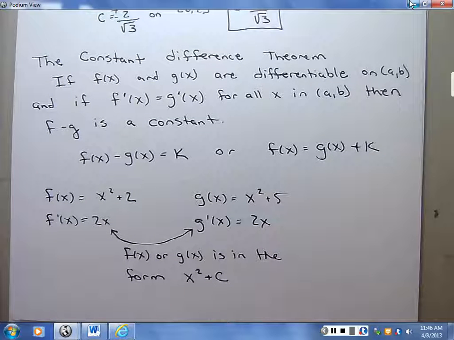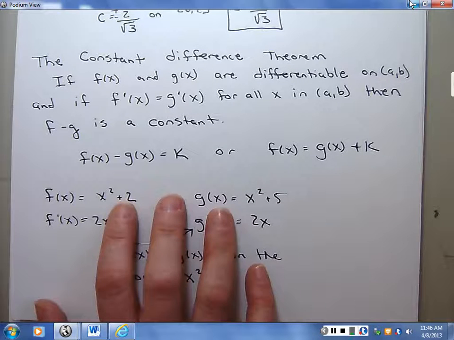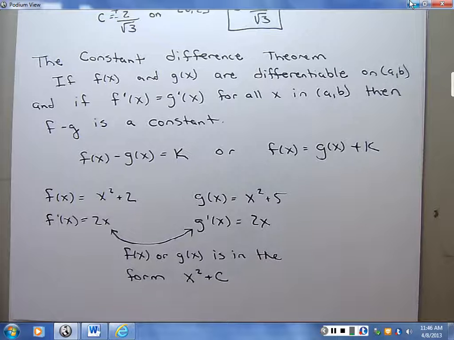Question? So the f minus g, that would be like the x squares would cancel, and then you're just dealing with the constants. So what this is saying is that if the derivatives equal each other, then when you subtract the two functions, it has to be a constant.